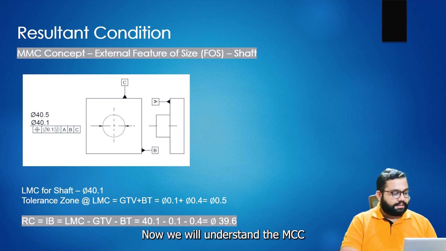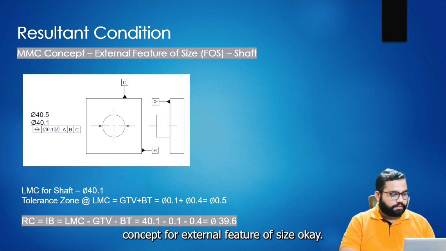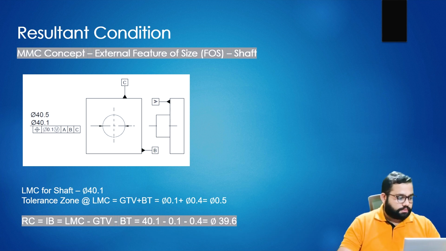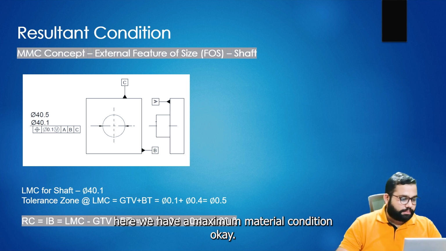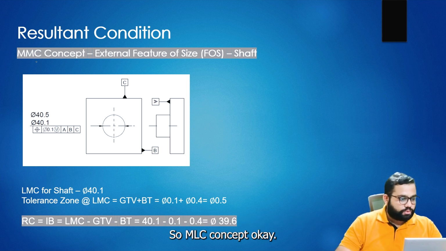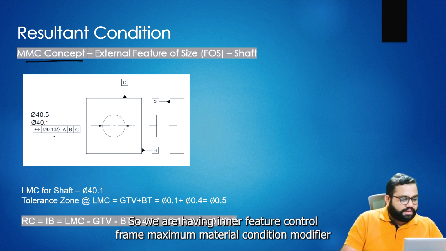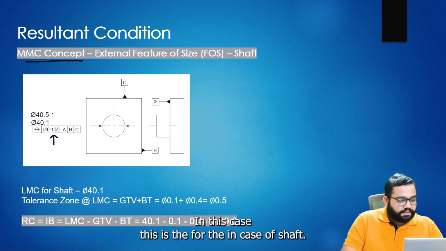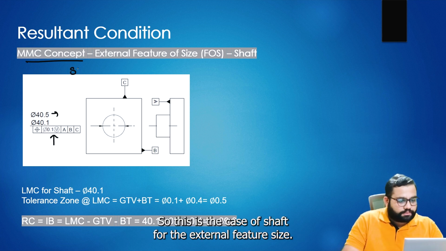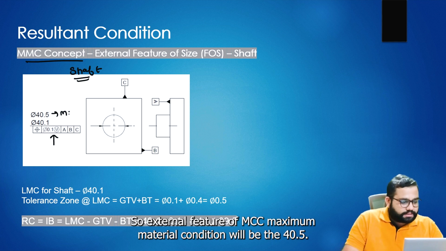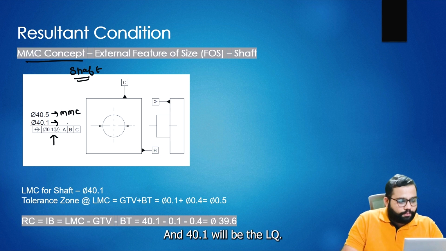Now we will understand the MMC concept for an external feature of size. Here we have the maximum material condition modifier in the feature control frame. This is the case of a shaft, or the external feature of size. For the external feature, MMC, maximum material condition, will be 40.5 and 40.1 will be the LMC.